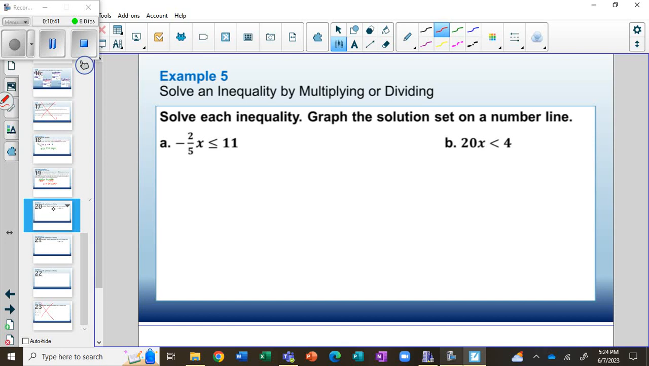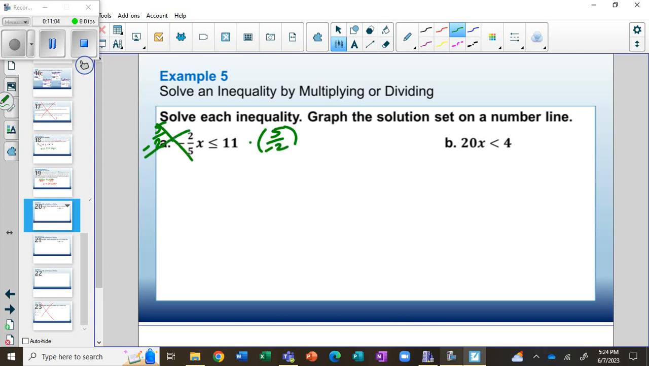Solve each inequality, then graph the solution on a number line. So here we have negative 2/5 x is less than or equal to 11. To get x by itself, I have to multiply by the reciprocal, which will be negative 5 halves. Whatever I do on one side, I have to do on the other.